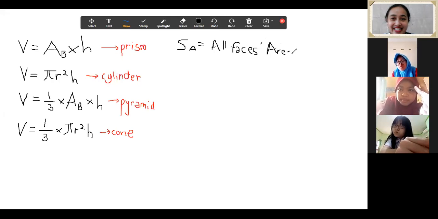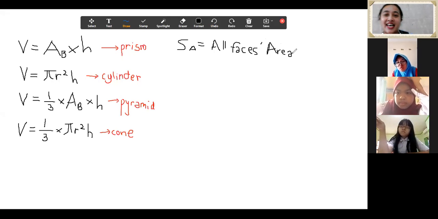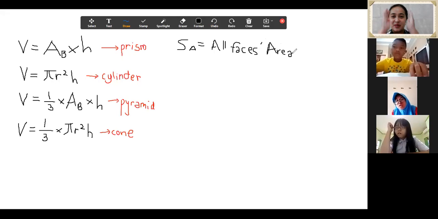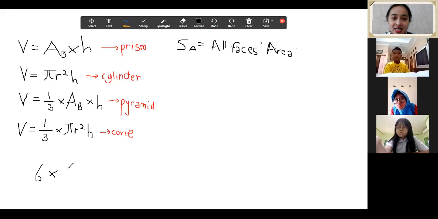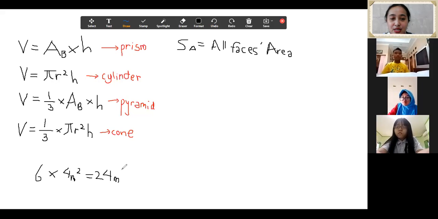Can you count? How many faces does it have? 4. Are you sure? Only 4? Wait, imagine. Yes, there are 6 faces of a cube. Each face is 2 times 2 meter, so 4 meter square. So the surface area is 6 sides times 4 meter square. 6 times 4 equals? 24. Yes, 24 meter square.